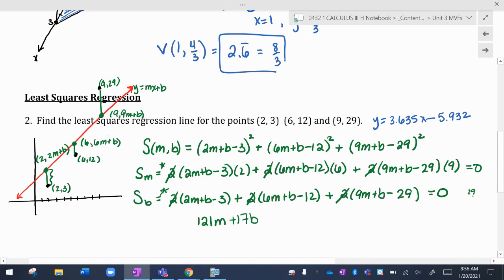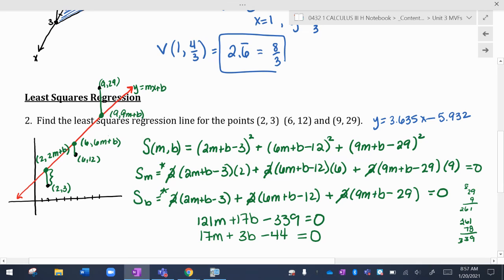And then 29 times 9 is 261. Yeah, 261. So I have 261 and what I said before, 78, which is 339. Woo, those got big. And then S sub b needs to equal 0. So I have 2m plus 6m plus 9m, that's 17m. And then b, b, b, 3b. And then 29 and 12 is 41, 3 makes that 44.